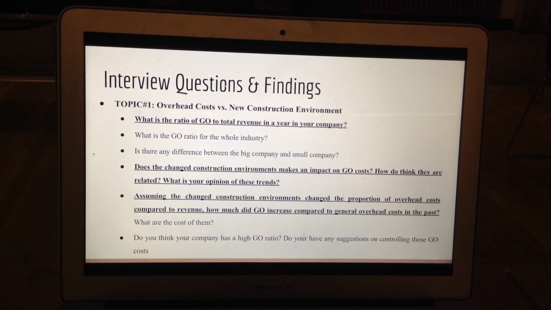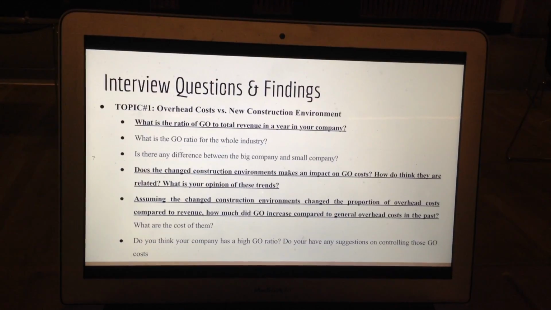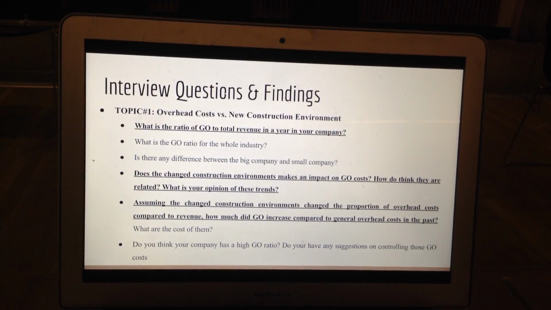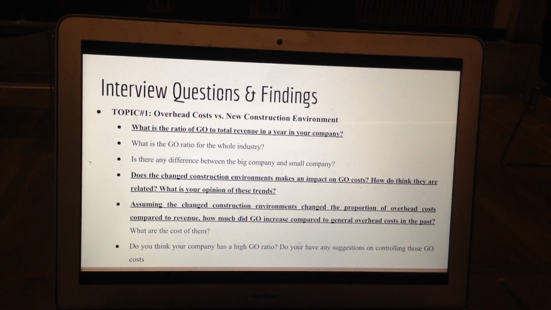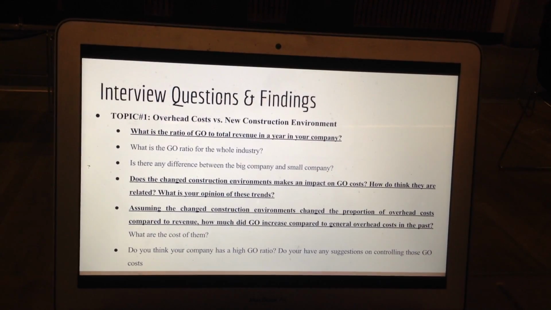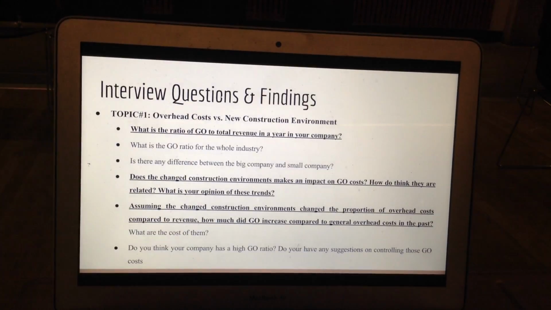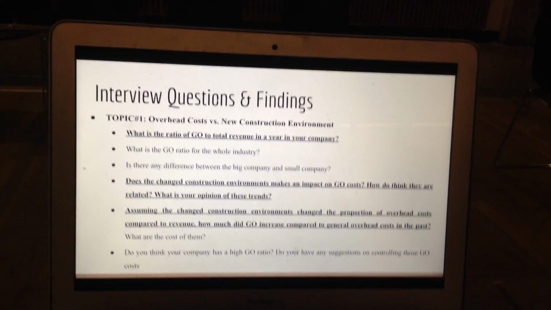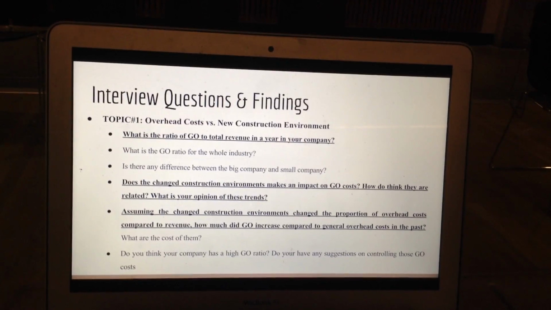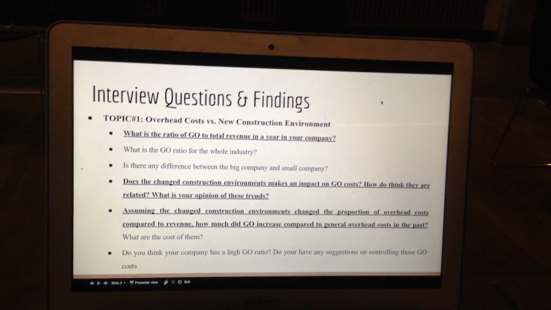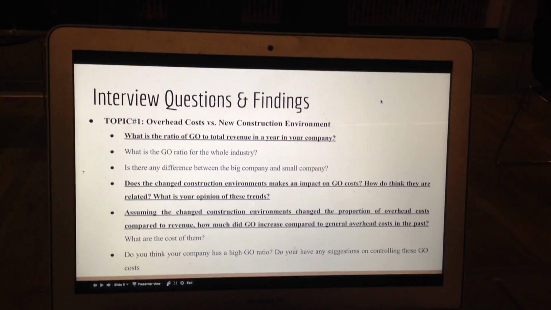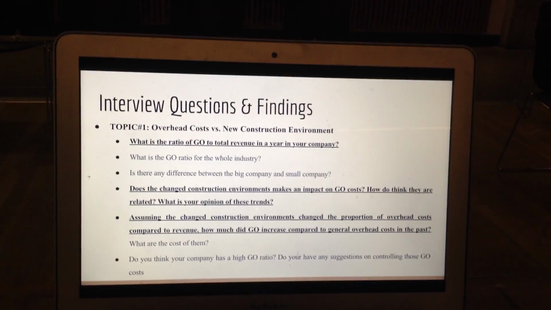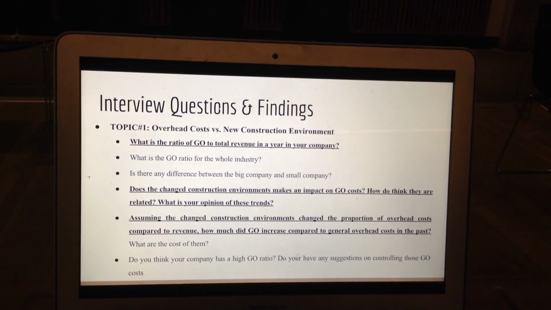The second part of the question is related to the new construction environment. Does the changed construction environment make an impact on the general cost? How do you think they are related, and what's your opinion of this change? The professor told us that the changed construction environment does have an impact on the general overhead, and it is actually a large impact. The changed construction environment here means using BIM or pursuing the LEED certificate.